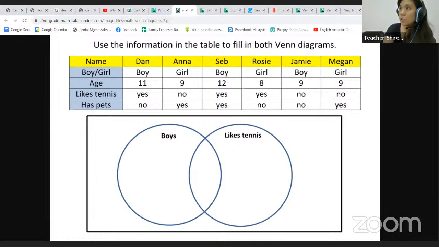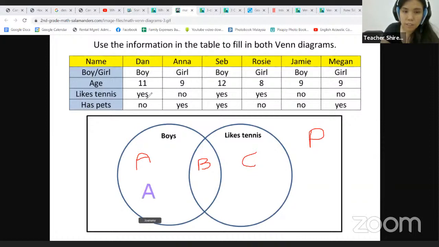Then after that, I want you to privately type in the chat the answer for A column, B column, C column, and D column. For example, you can type in the chat: A, it's like boys. Boys who like tennis are here, don't like tennis are here. This is a boy that doesn't like tennis. So it's Jamie. So you type to the chat A, it's Jamie.